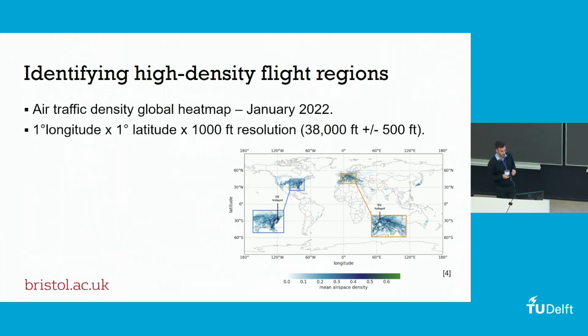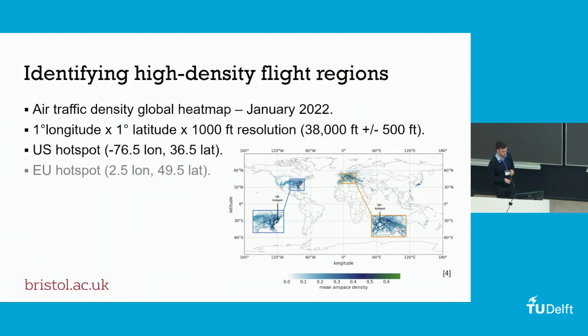And all of the trajectories were categorized into 1 by 1 degree longitude-latitude bins. And from that, we found two hotspots which were worth looking into a little bit more. So that's the US and a European one. The US one is somewhere over Florida, and the European one, I think, is north of Paris somewhere.